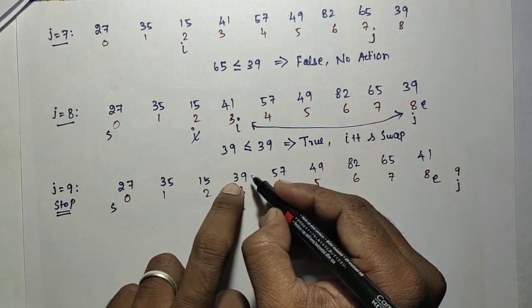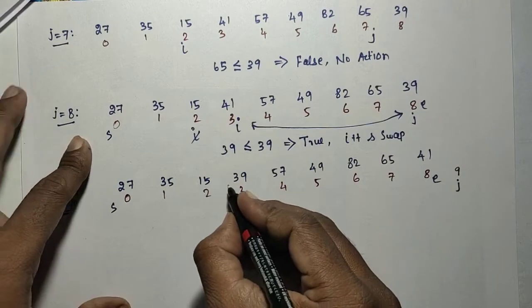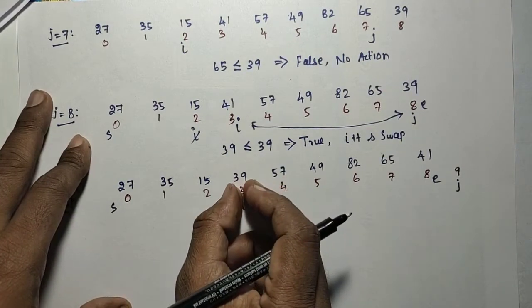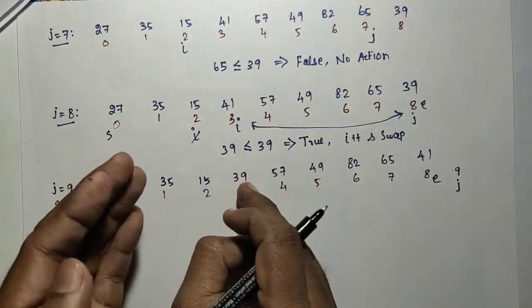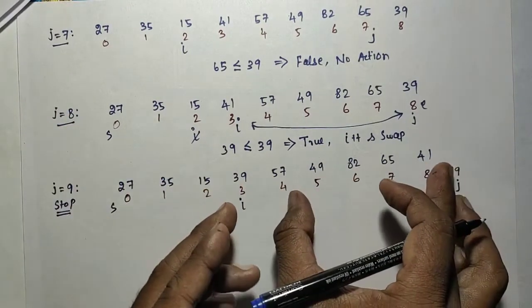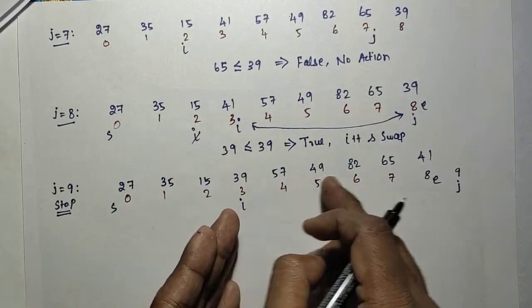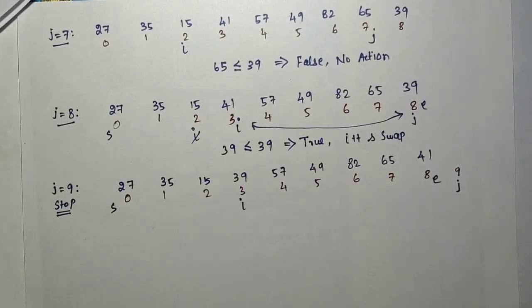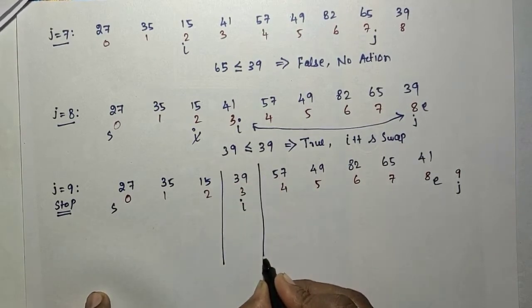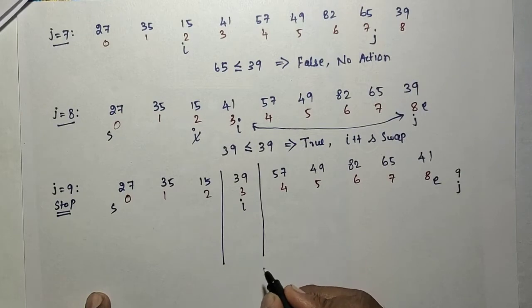It means that all the elements which are present on the left side of the 39 have lesser values. All the elements present on the right side of the 39 have greater values. What is the meaning of this? The 39 is sorted. 39 goes to its corresponding position. So that is the meaning of this. It means that this ith element is sorted, that is, 39 is sorted.